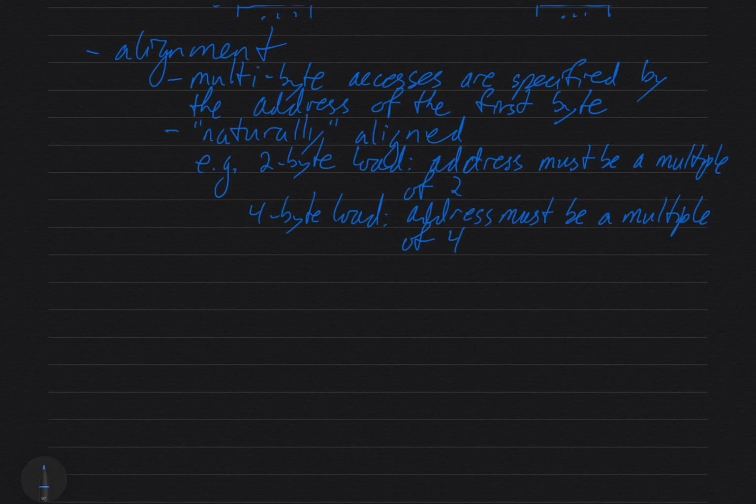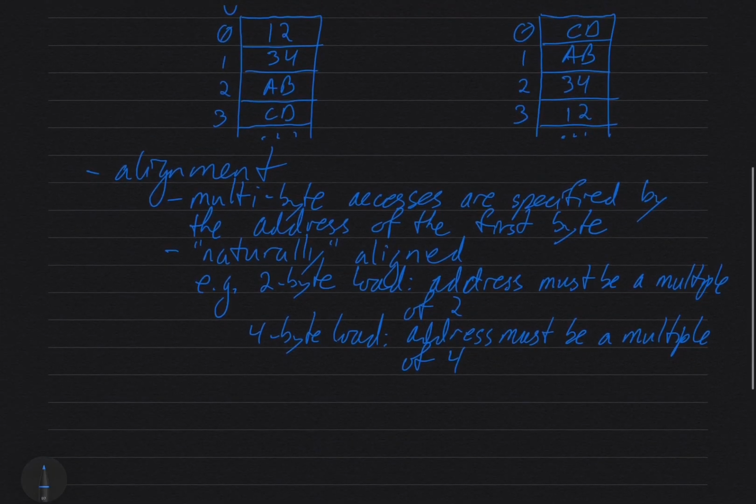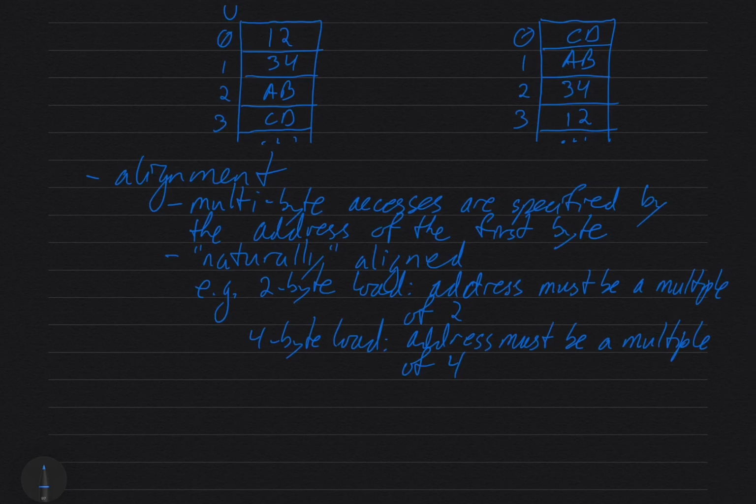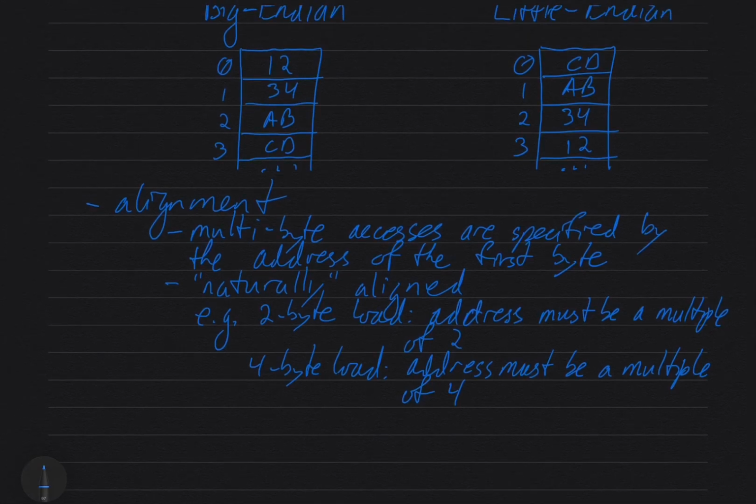And if you don't follow that rule with a processor that requires it, then you'll get a bus error or a memory error. So you'll generate a hardware exception, and your program will more than likely be terminated. The processor that we're using in the lab is an ARM processor, and it requires that multi-byte accesses be naturally aligned. A notable exception to this is x86 processors, where you can start any size data load or store at any address.